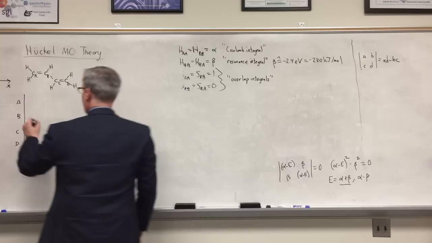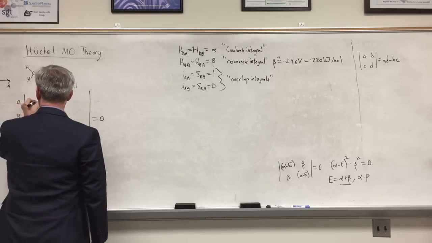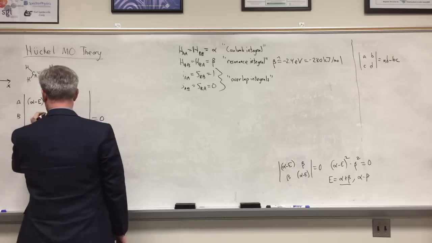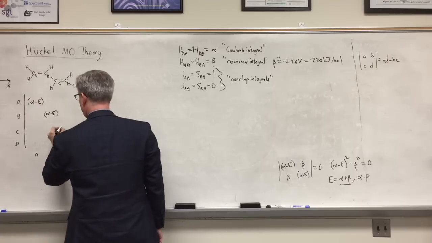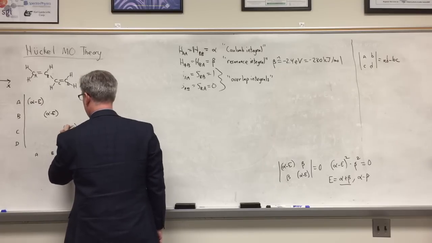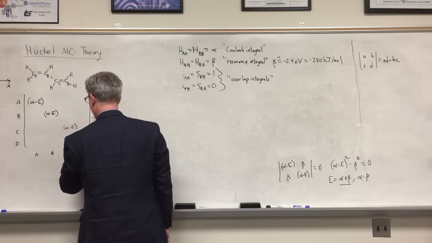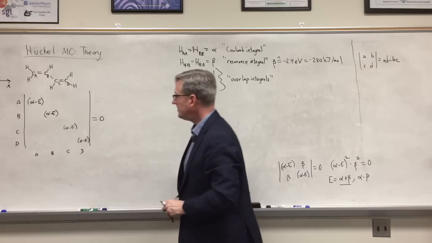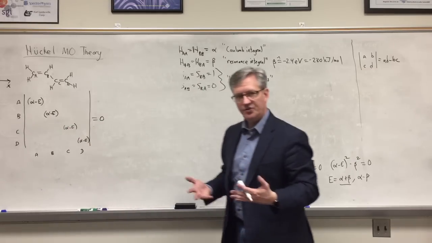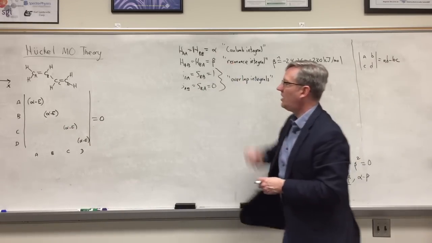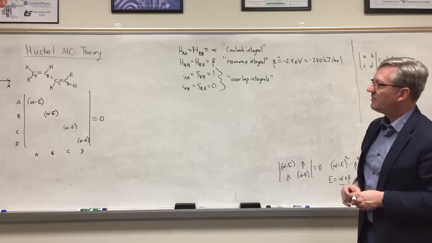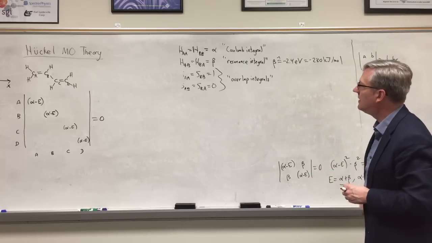So on the diagonal AA, I get alpha minus E. On the BB term, another alpha minus E. For the CC term, alpha minus E. And DD, alpha minus E. So those diagonal terms don't change for these compounds that only involve carbon atoms, because there's only one type of Coulomb integral. Now let's talk about the off-diagonal elements.